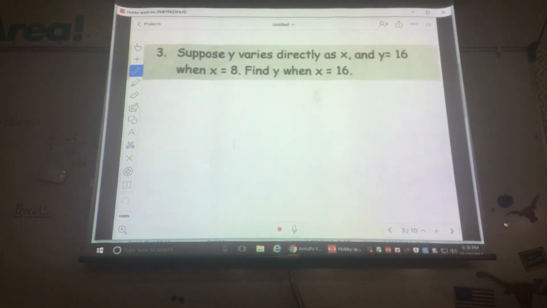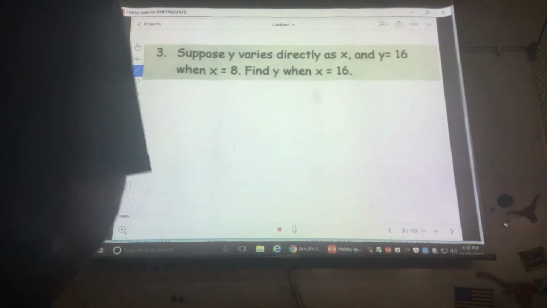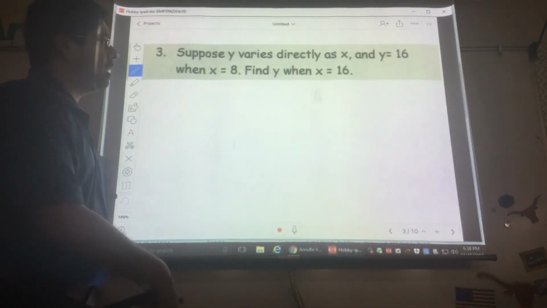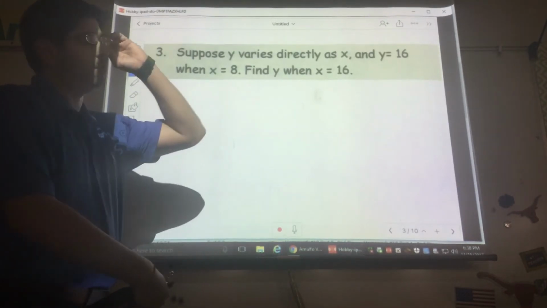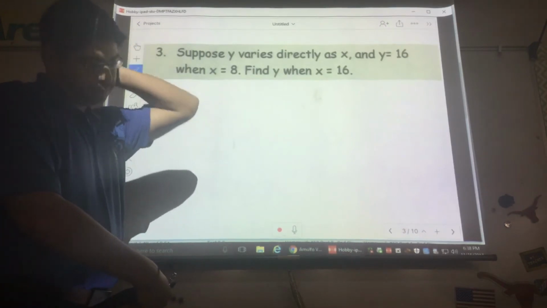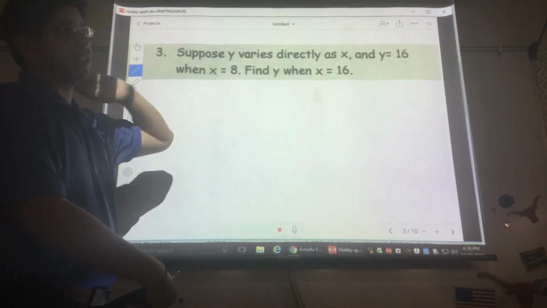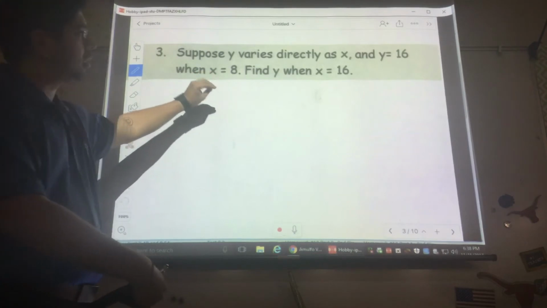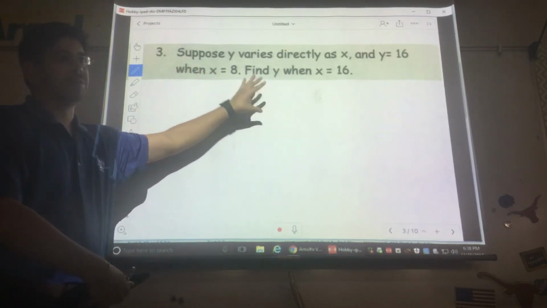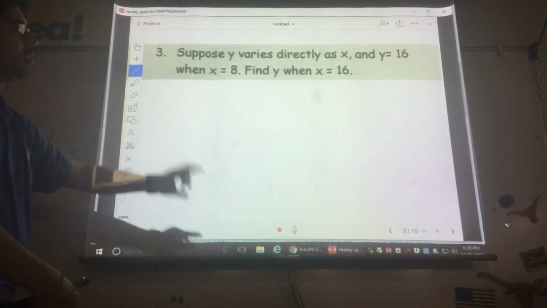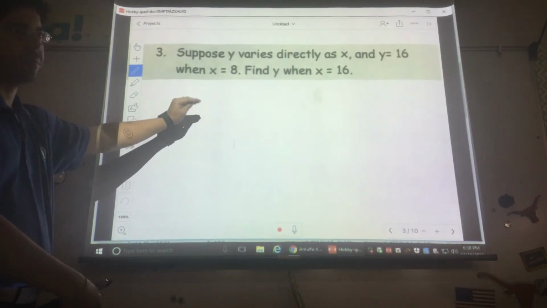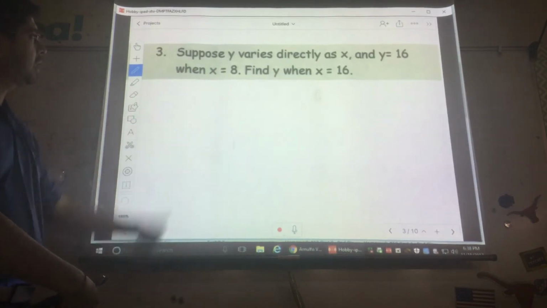Number 3, suppose y varies directly as x and y equals 16 when x equals 8. Find y when x equals 16. So on our next test, we're going to have a question like this. So we need to make sure that we know how to do this. Now this isn't asking for like y equals anything, mx plus b. This is just a proportion problem, just like we just got done doing on the last one.